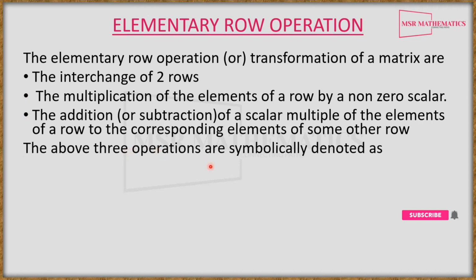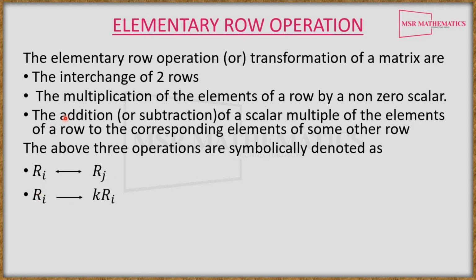The above three operations are symbolically denoted as follows. The first one is the interchange of two rows. When we apply this property in the problems, we can write symbolically Ri interchanged to Rj. Here in the place of i we can take 1, in the place of j we can take 2. Here R1 is nothing but row 1, R2 is nothing but row 2. So the first property is interchange of two rows. That means we can interchange R1 to R2 or we can interchange R2 to R1. This is used to solve the problem.